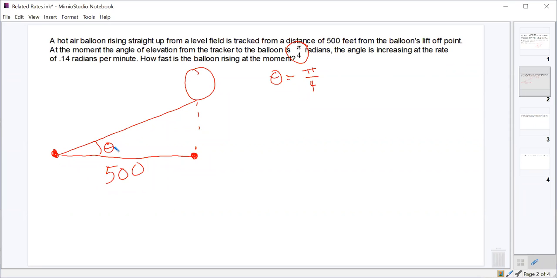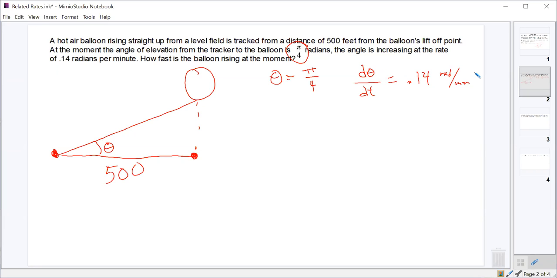Okay. How is theta changing? What is the rate of change of theta with respect to time? d theta dt. What is that value? Plus 0.14 radians per minute. That's 0.14 radians per minute, right? It's changing at 0.14 radians per minute. In fact, it's increasing at 0.14 radians per minute.